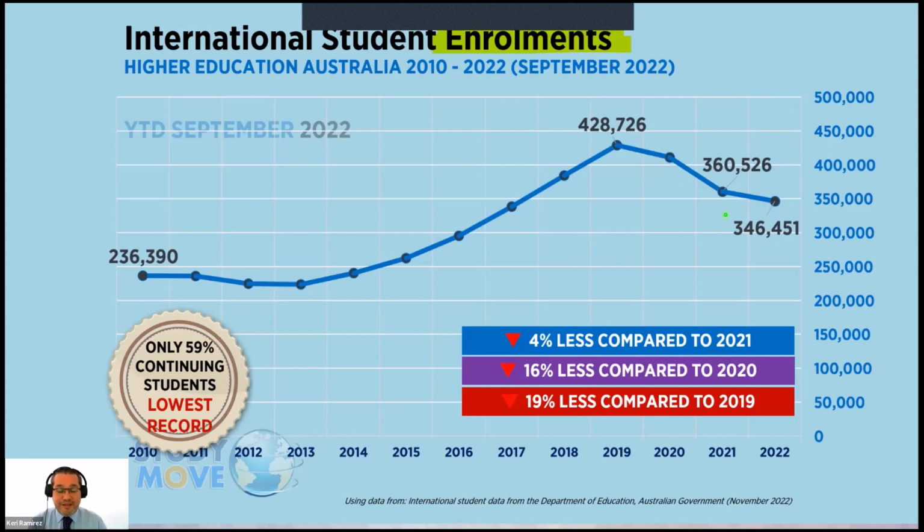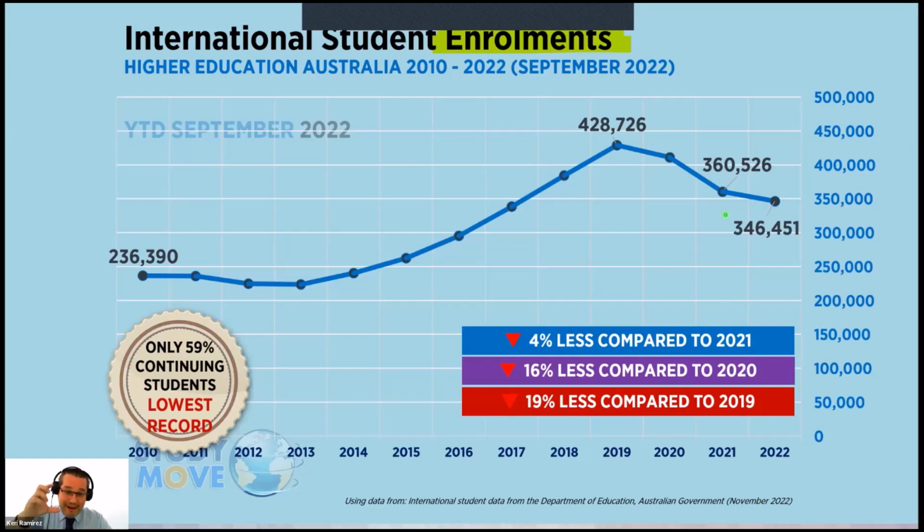A lot of students withdrew from the course. A lot of students probably reduced the duration of the course. As a result, the number of continuing students, which was already quite small, as a percentage was the lowest we have seen on record. As a perspective, we usually have 65-67% of students progressing every year. Well, in 2022, we had 59%.